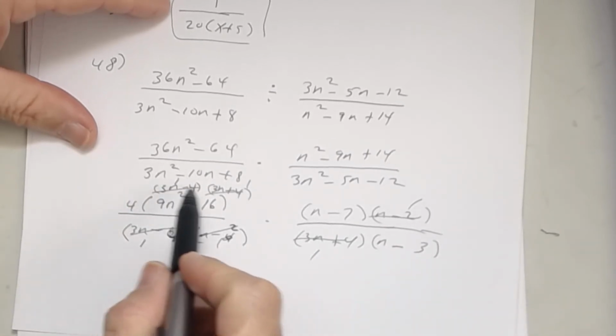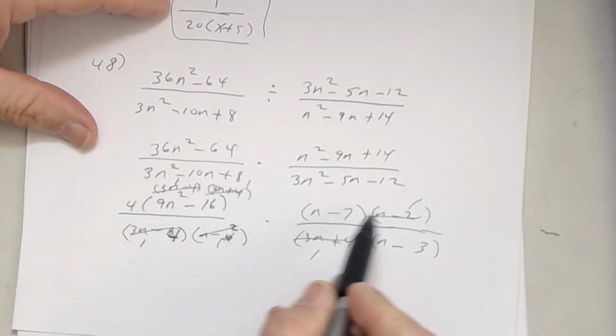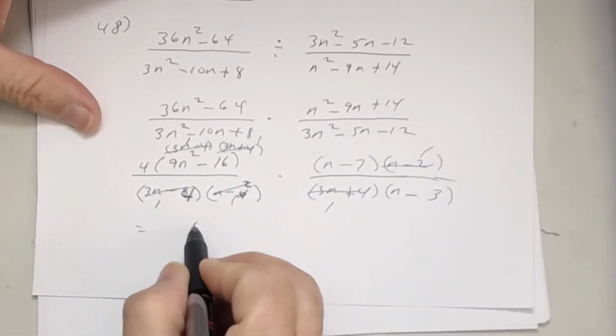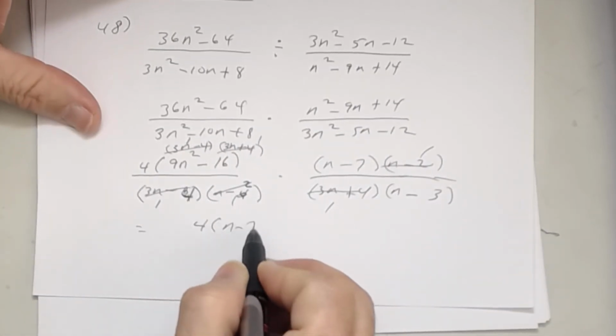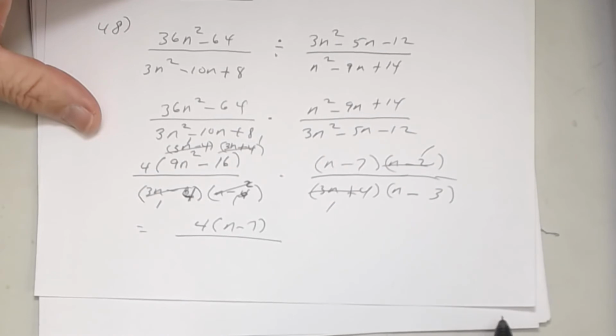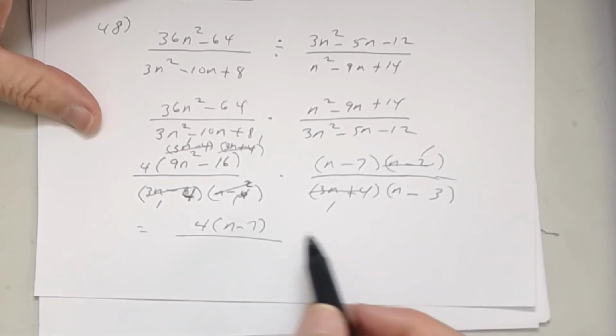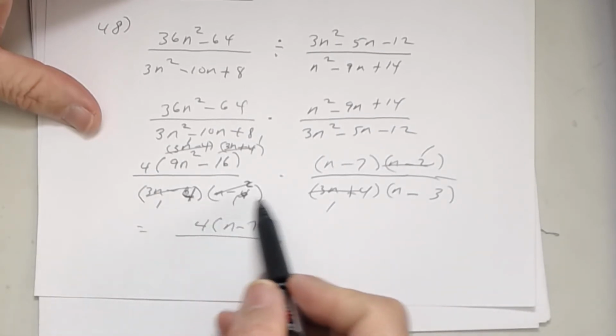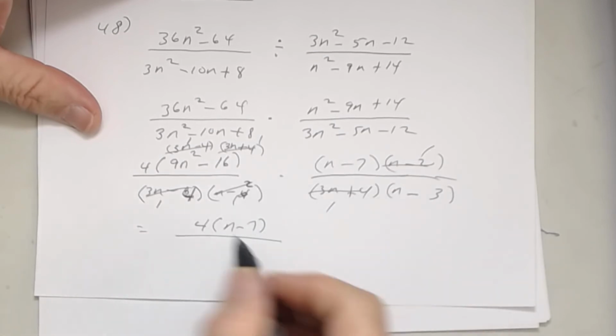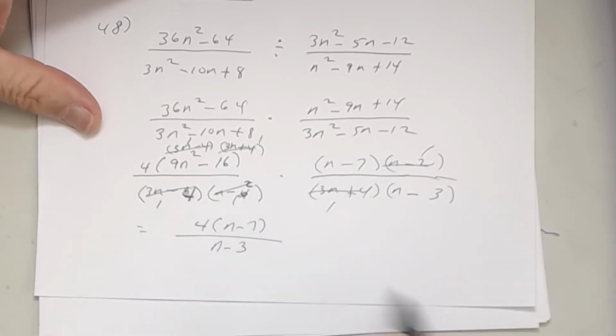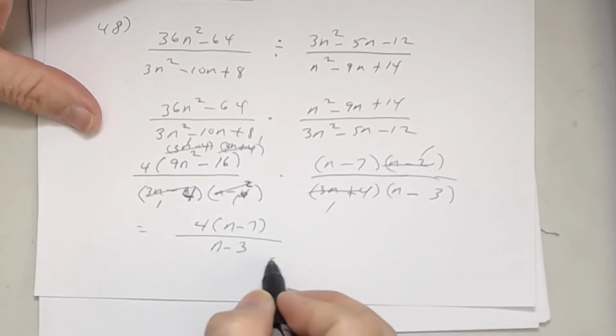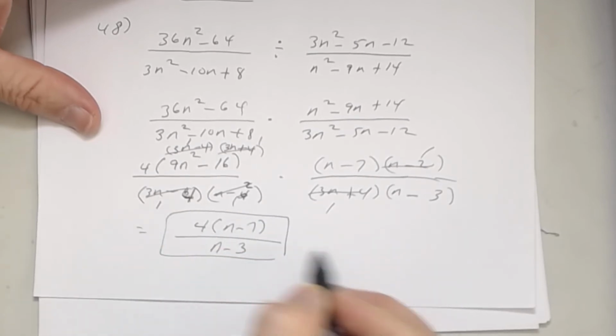4 times 1 times 1 times n minus 7 times 1 is 4 times n minus 7. That's your numerator. The denominator, 1 times 1 times 1 times n minus 3 is n minus 3. So there's your answer. Okay?